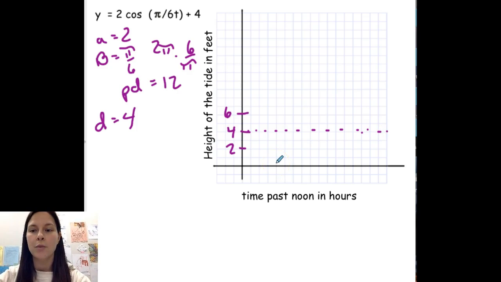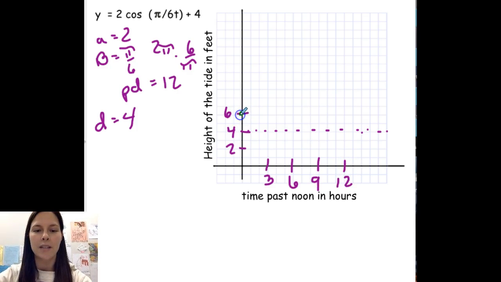The period is 12. We'll chunk that into 4s. And cosine starts at its maximum, down to 0, minimum, back to 0, back to maximum.